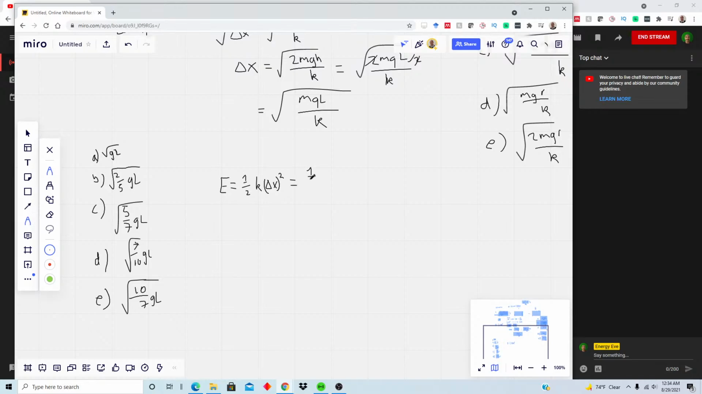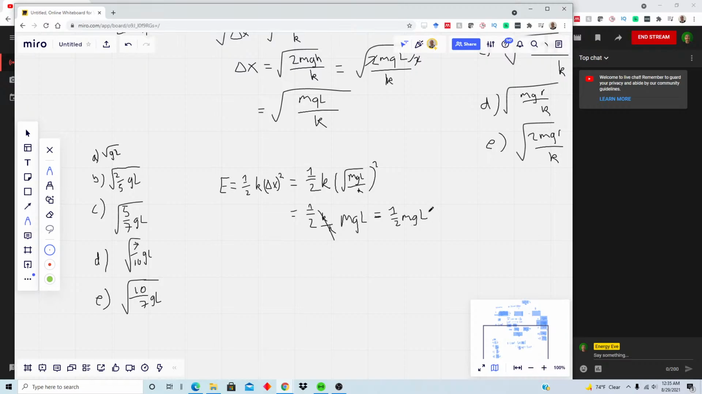So when we plug this back in, we can see that the total energy stored is going to be the square root of mgl over K. And since we square the square root, we get 1/2 K over K for this bottom part, which will cancel out to 1 times mgl. And so our energy is just 1/2 mgl. Now this is pretty interesting.